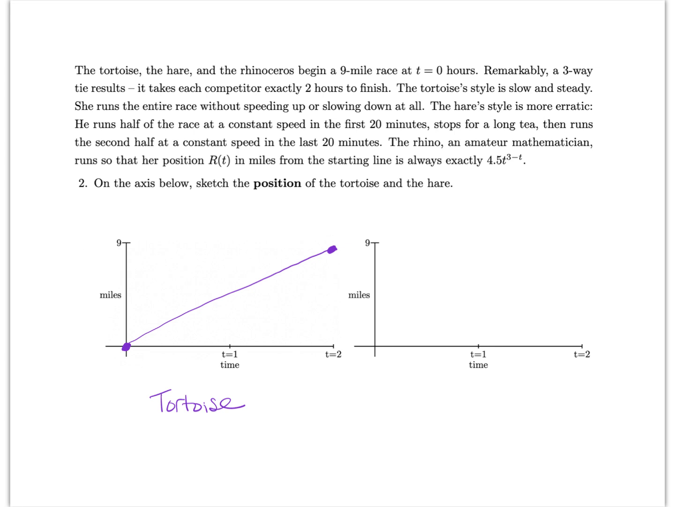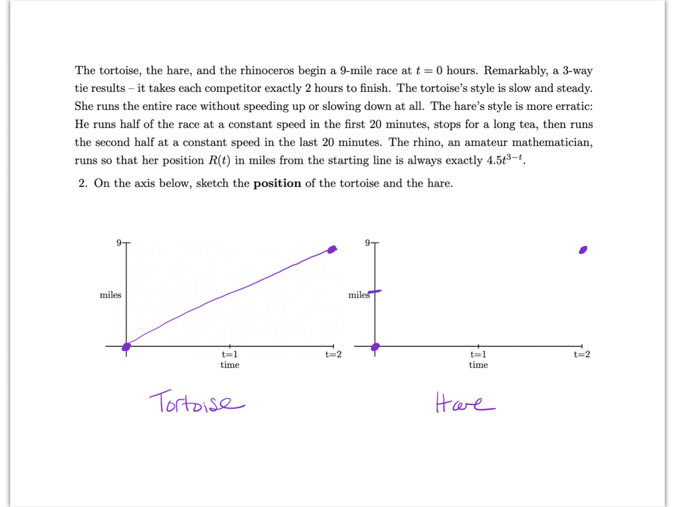Now, the hare, on the other hand, ran a very different race. They started at 0, 0 as well, 0 hours, 0 miles, and they finished at 2 hours, 9 miles. But what happened in between was very different. Over the first 20 minutes, the hare ran very fast. They run half the race at a constant speed in the first 20 minutes. Half the race is 4.5 miles, so about half the race, which is halfway to 9.